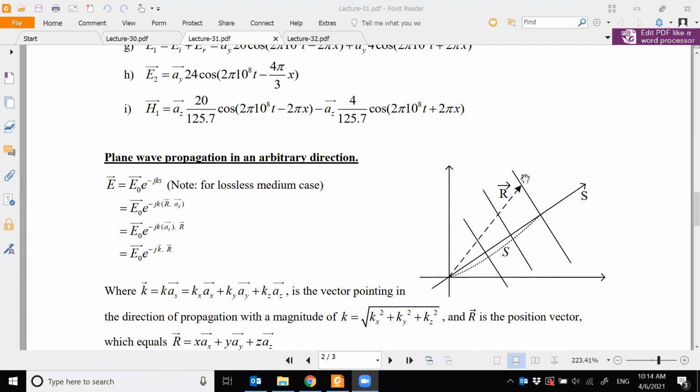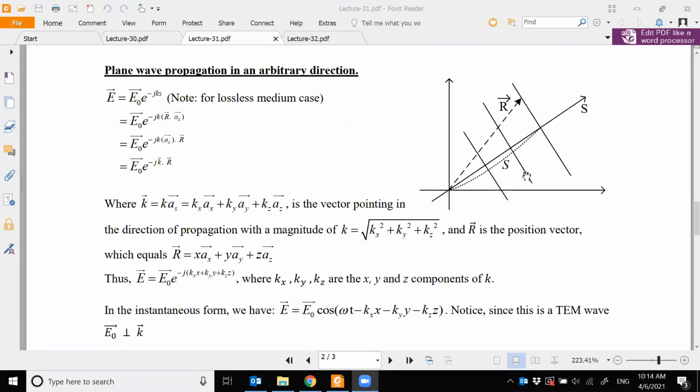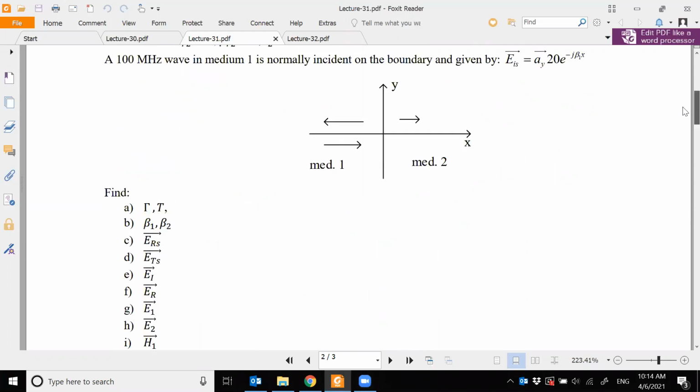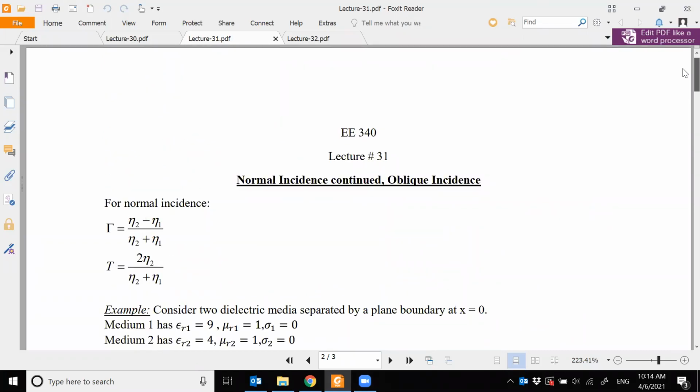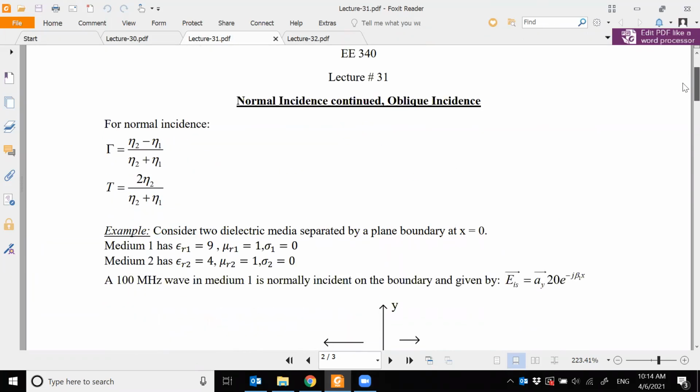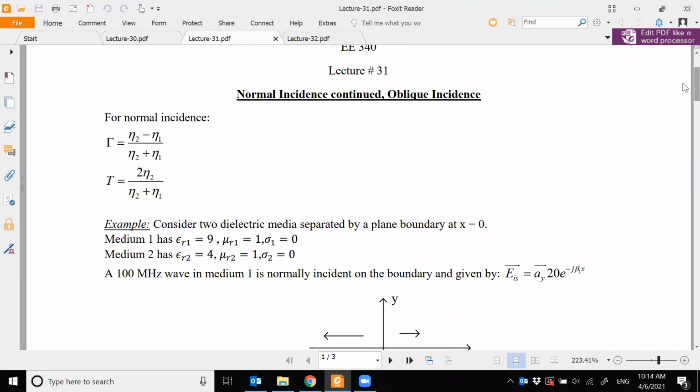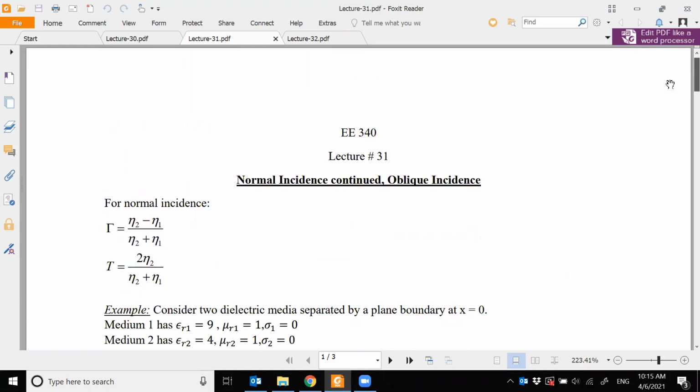Okay, so now let's move on to our next type of incidence. Hassan, I hope now you understood, right? Yes. The relation between their amplitudes is with respect to the characteristic impedance, or the intrinsic impedance.